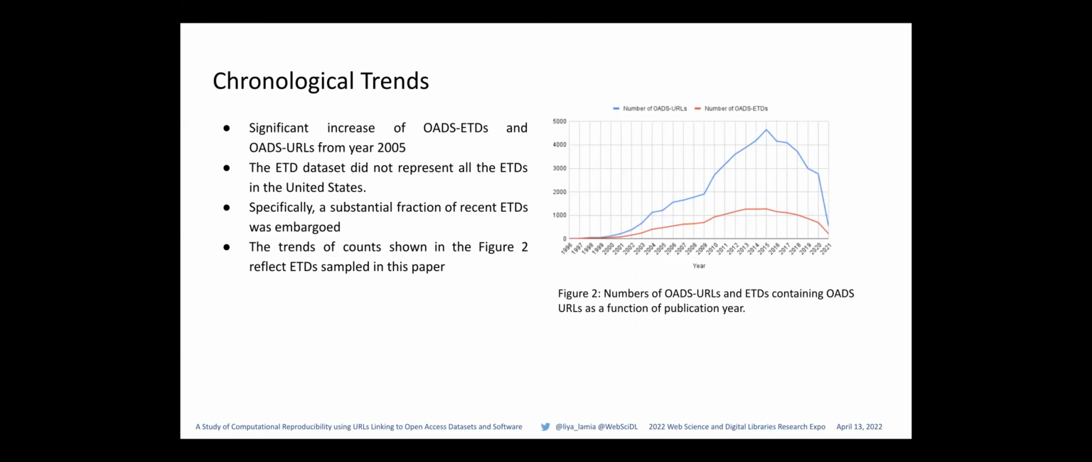We also showed a chronological trend using ETDs. In this figure, we can see the number of OADS URLs and ETDs containing OADS URLs as a function of publication year. From the figure, we can see that there has been a significant increase of OADS ETDs and OADS URLs from the year 2005, and it continued till 2015. After that, we can see there has been a significant decrease in the ETDs.